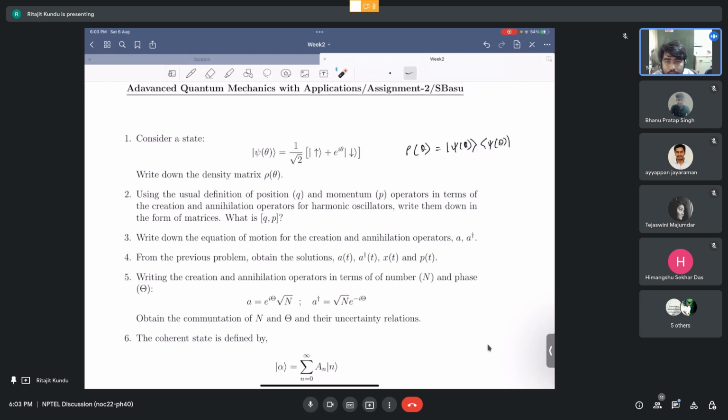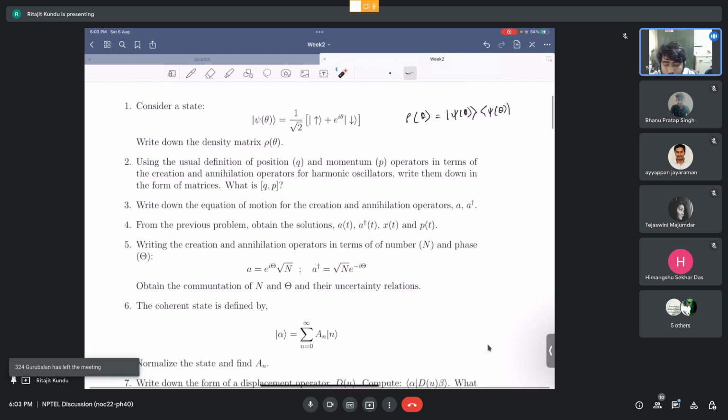Right, okay, thank you. So from there onwards you can actually do this problem. This is pretty simple. So the next problem, in this problem 2, you're asked to calculate what is the commutation relation between Q and P. Okay, so Q and P are nothing but position and momentum operators.